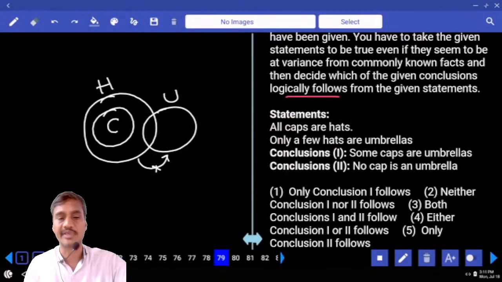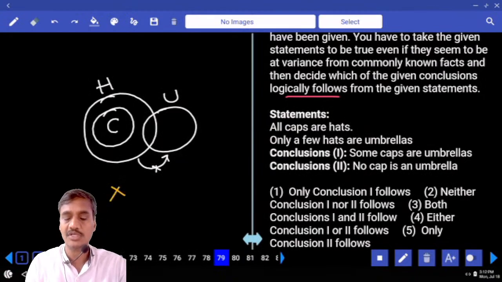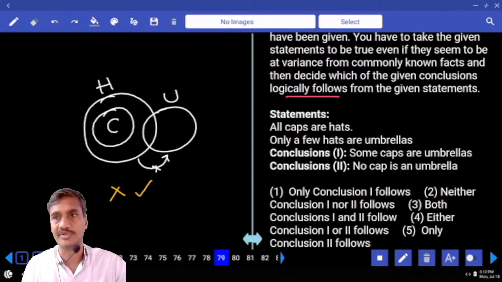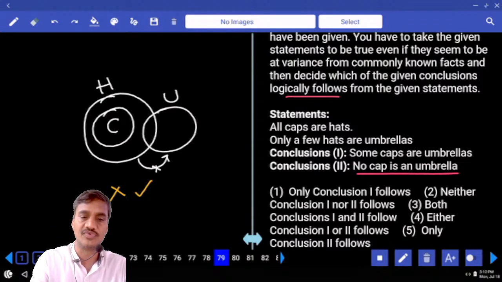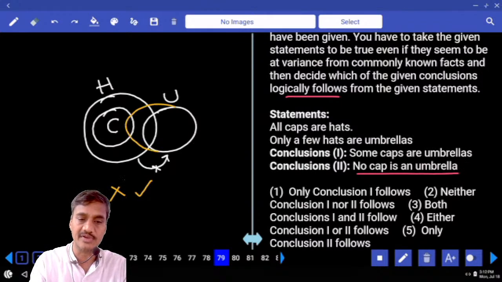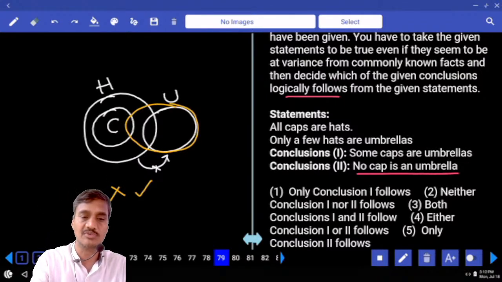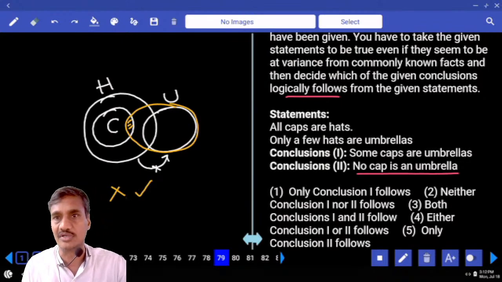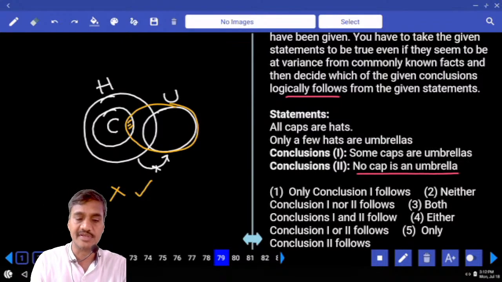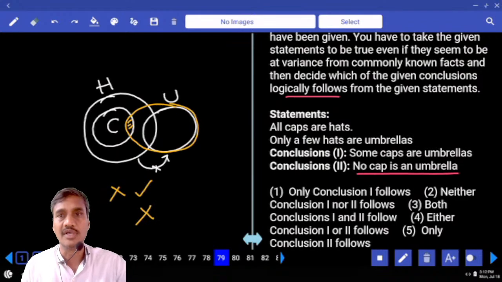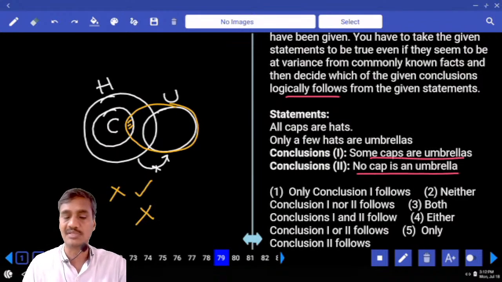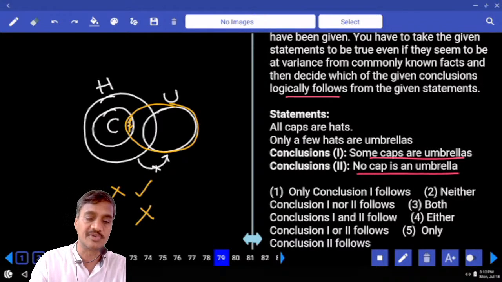And first one, some caps are umbrellas, that is false. No cap is an umbrella, definitely true. As no cap is an umbrella is true. Now to make this one false, we need to write down its complementary pair. Some caps are umbrellas. Now tell me, is it possible to write some caps are umbrellas like this or not? Yes. An alternate diagram to the previous conclusion false. And in the same case, now the some caps are umbrellas has become true.